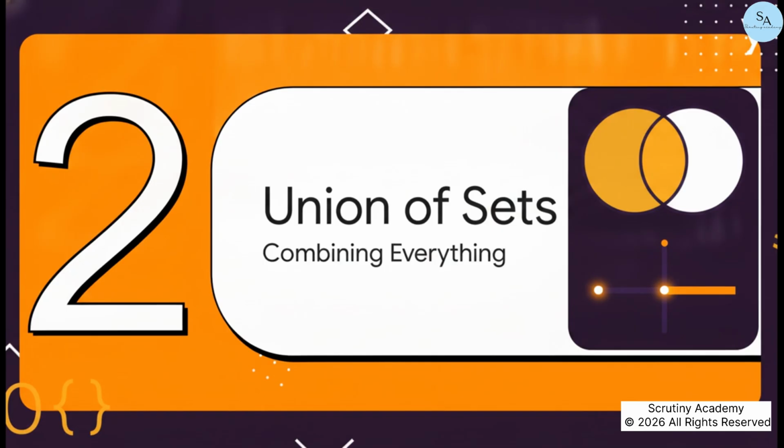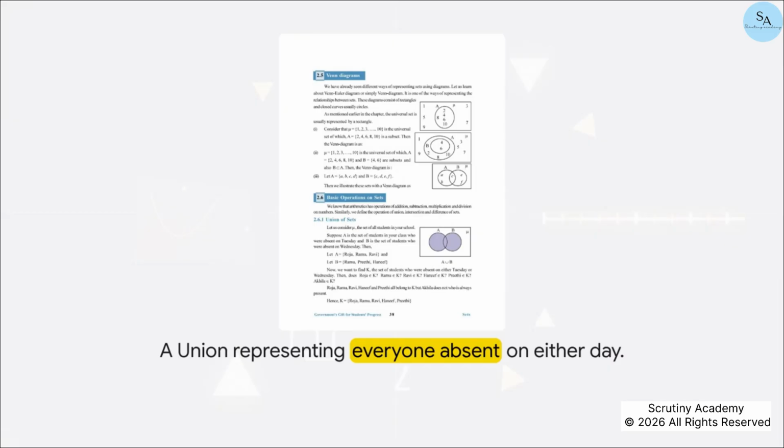Moving on to part 2, combining everything, union of sets. Let's see how this builds. What actually happens when we want to combine everything together into a union of sets? Visually speaking, first, see how the union just means blending both circles together into one big purple shaded area? If we jump back to our teacher example, the union represents everyone who is absent on either Tuesday or Wednesday. We don't care which day. We just want the master list of anyone who missed class.